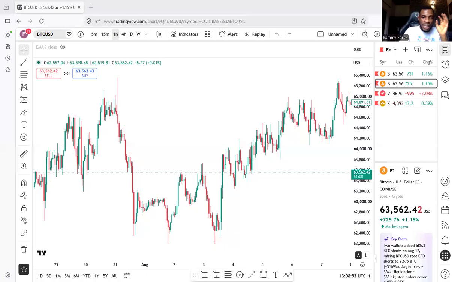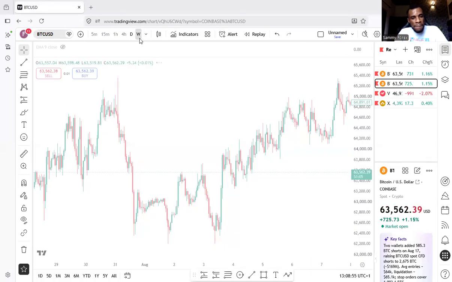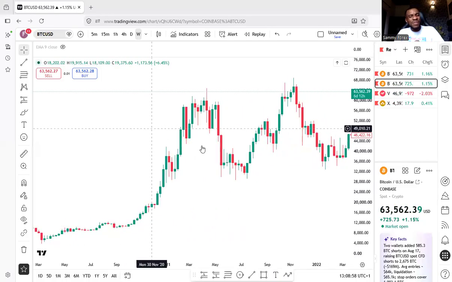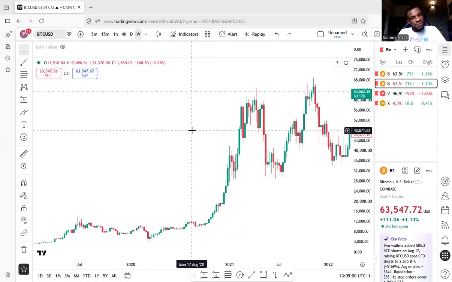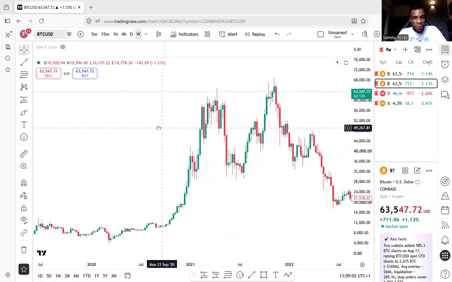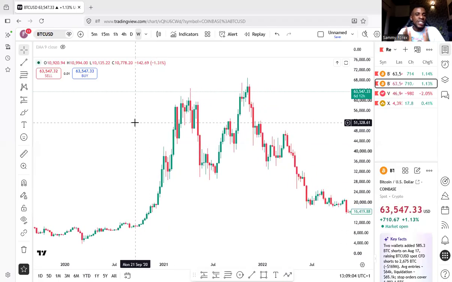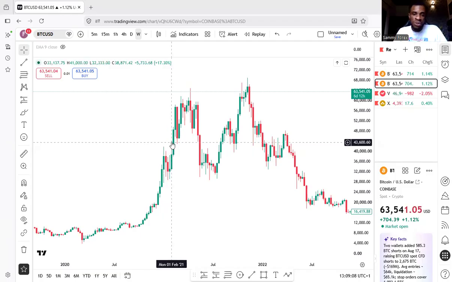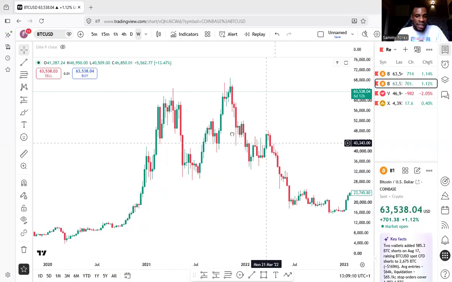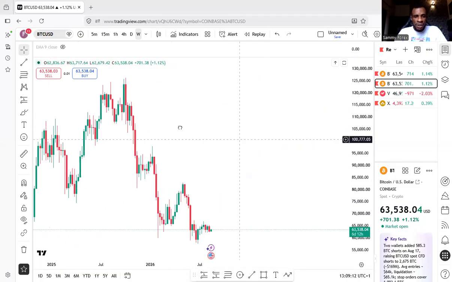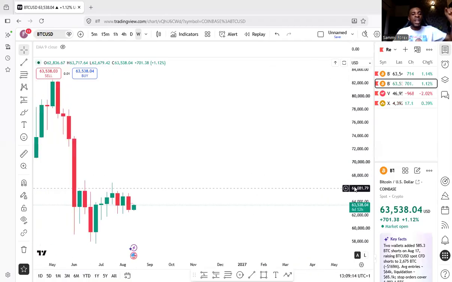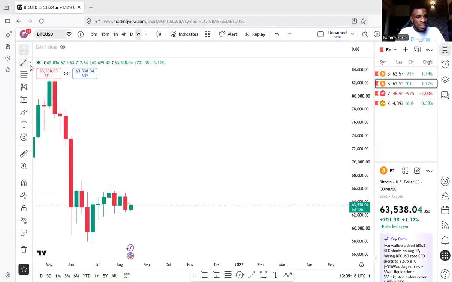The first thing you should mark is the weekly time frame. The weekly time frame is very powerful. Why? Because the weekly time frame gives you the direction of what the market is going to do all through that week. Like last week, let's check it out.